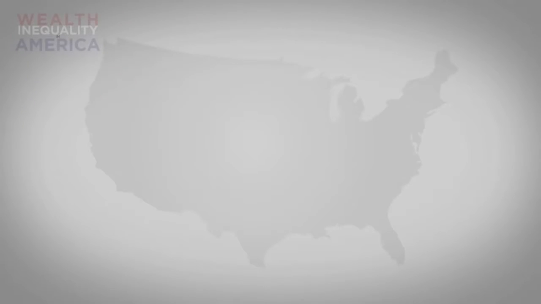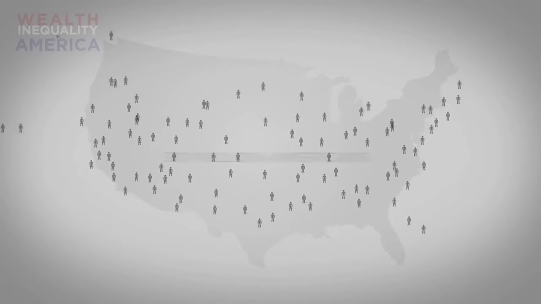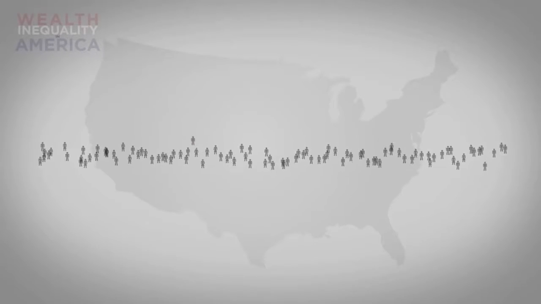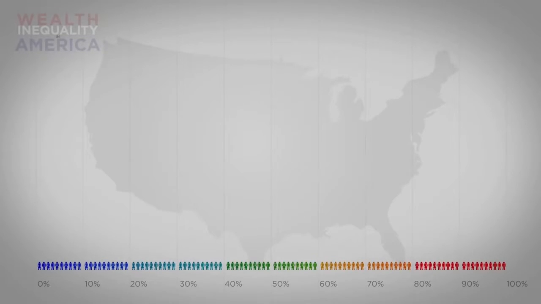Let's reduce the 311 million Americans to just a representative 100 people. Make it simple. Here they are: teachers, coaches, firefighters, construction workers, engineers, doctors, lawyers, some investment bankers, a CEO, maybe a celebrity or two. Now let's line them up according to their wealth. Poorest people on the left, wealthiest on the right, just a steady row of folks based on their net worth. We'll color code them like we did before based on which 20% quintile they fall into.